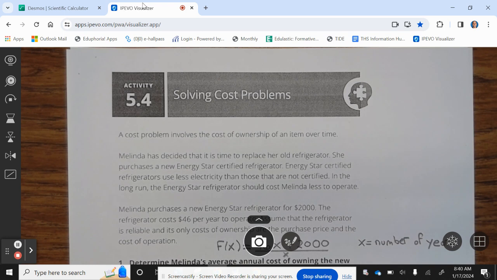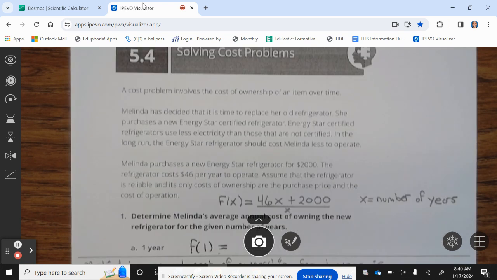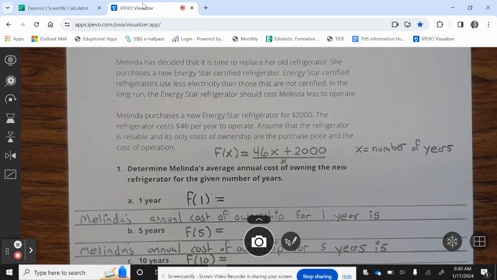Activity 5.4, solving cost problems. A cost problem involves the cost of ownership of an item over time. Melinda has decided that it's time to replace her old refrigerator. She purchases a new Energy Star certified refrigerator. Energy Star certified refrigerators use less electricity than those that are not certified, so in the long run the Energy Star refrigerator should cost Melinda less to operate. Melinda purchased a new Energy Star refrigerator for $2,000. The refrigerator costs $46 per year to operate. Assuming that the refrigerator is reliable and the only costs of ownership are the purchase price and the cost of operation, determine Melinda's average annual cost of owning the new refrigerator for the given number of years.